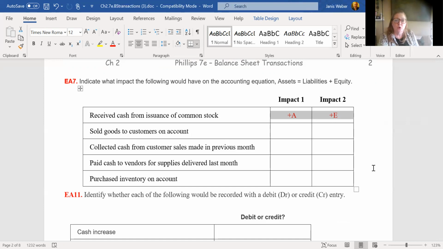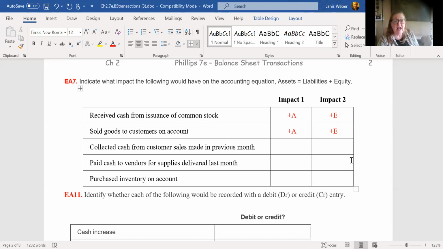Then the next one, sold goods to customers on account. In this one, we didn't get the money yet, but the customer owes us, and we got something called an accounts receivable. So we increased assets, and we sold goods, meaning we increased our equity because we had revenue from that. If we sold goods, that means we have revenue. That is an increase in equity.